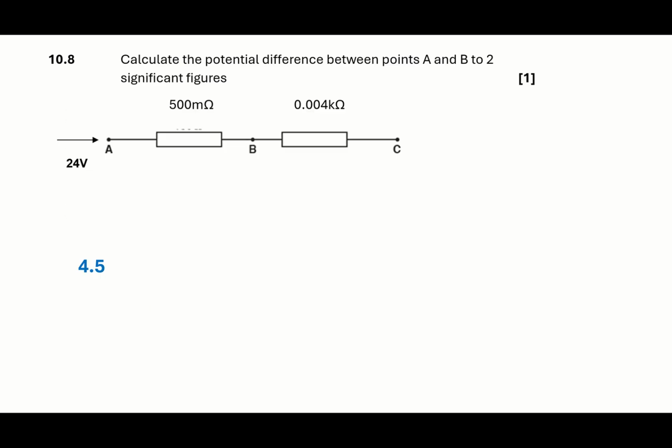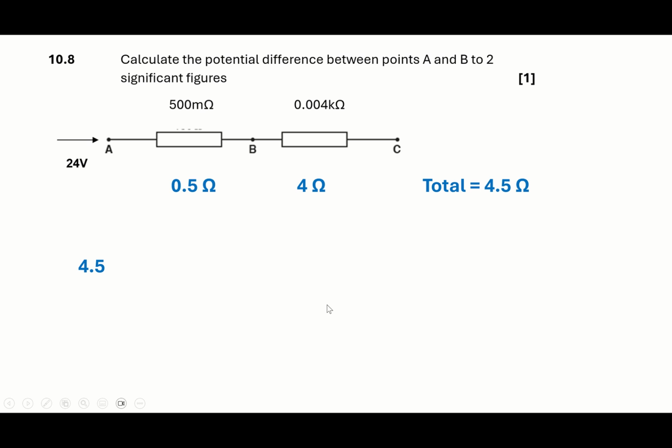Next one, nice question this. Calculate the potential difference between points A and B to two significant figures. Now, what I'm going to do is show you how to work it out for A and B, and also, if we wanted, for B to C. So the crucial bit is I've got to change these to ohms. So milli, divide by 1,000, 0.5 ohms. Kilo, times 1,000, and I've got that. And to calculate any of these, I need my total of 4.5.